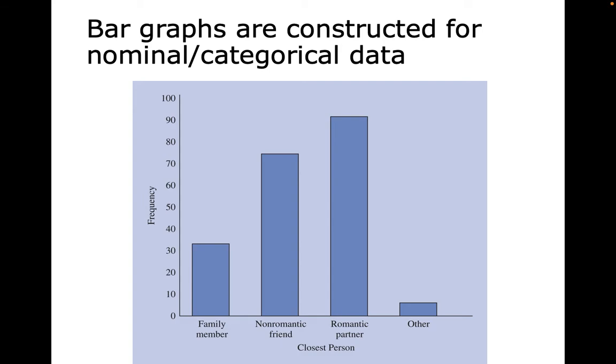When you have a nominal variable or categorical variable, the histogram is called a bar graph. Since the values of a nominal variable are not in any particular order, you leave a space between the bars, and it doesn't necessarily matter what order you put the categories in.